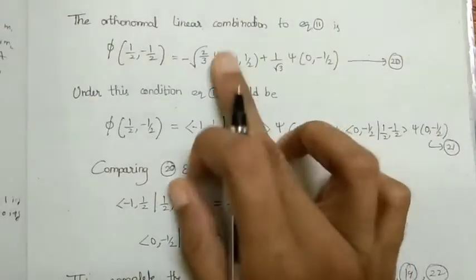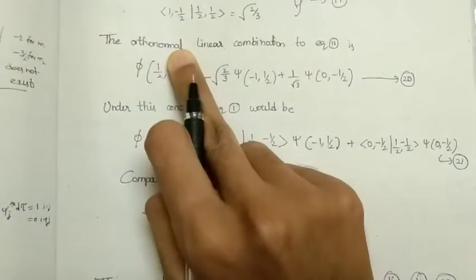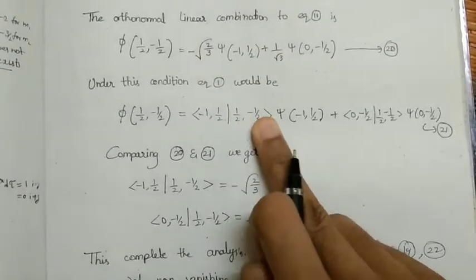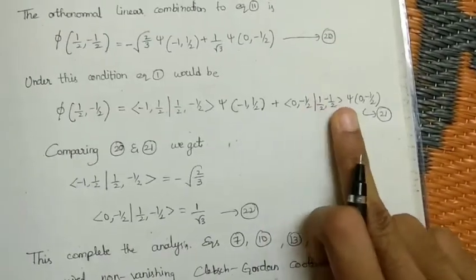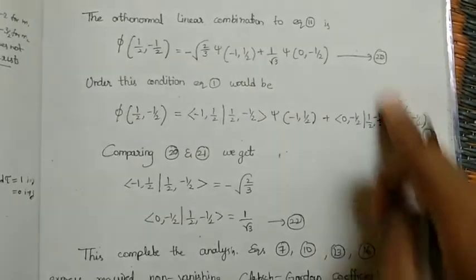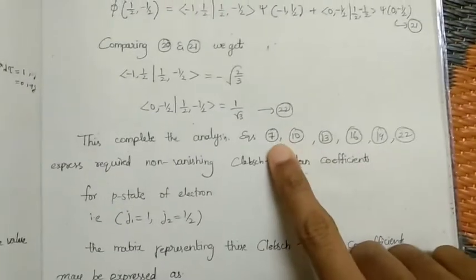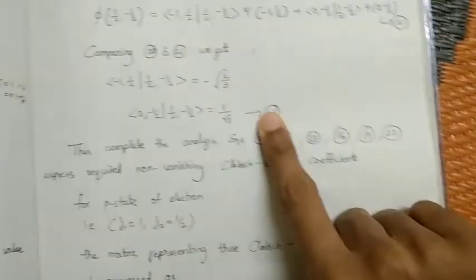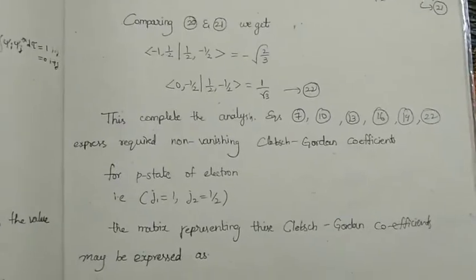And if we express this equation in the form of equation 1, minus 1 comma half gets converted to half comma minus half, 0 comma minus half gets converted to half comma minus half, and minus half gets converted to half comma minus half. So this is the possible expression. Comparing 20 and 21, in place of this we have minus root 2 by 3, and in place of this 1 by root 3. So this is the complete analysis of 7, 10, 13, 16, 19, 22. All these are Clebsch Gordan coefficient equations.